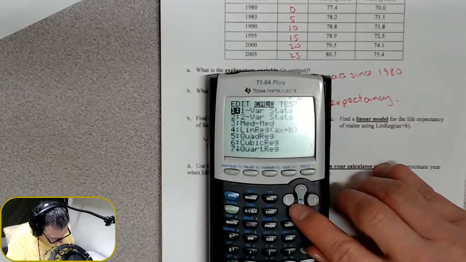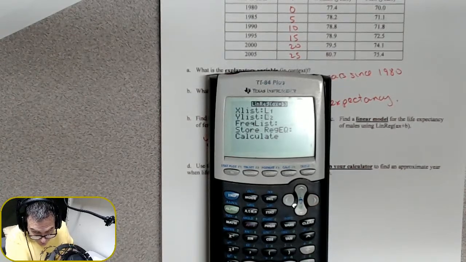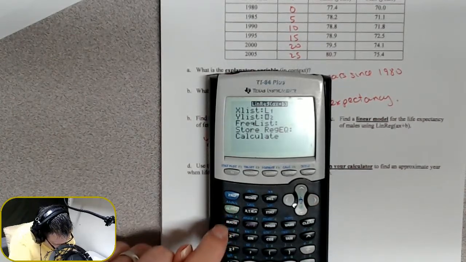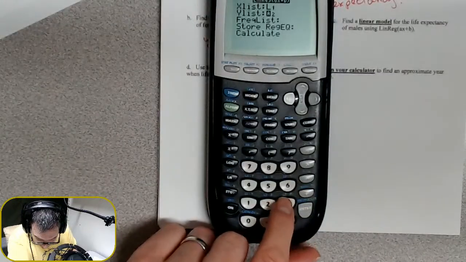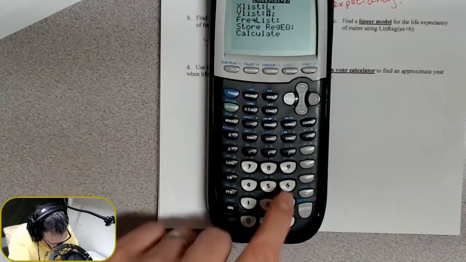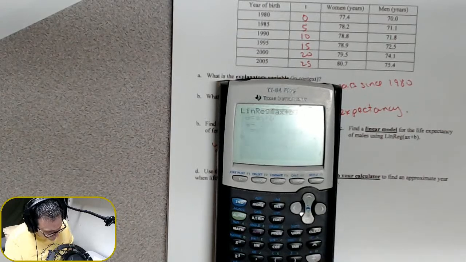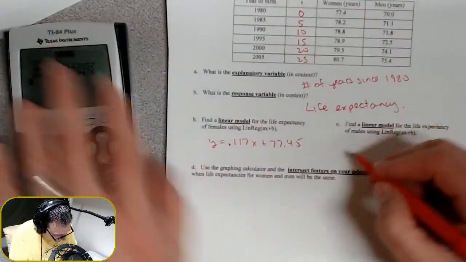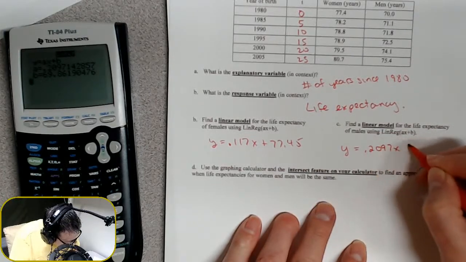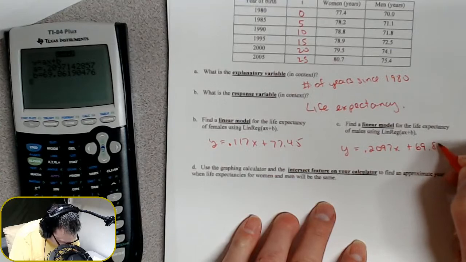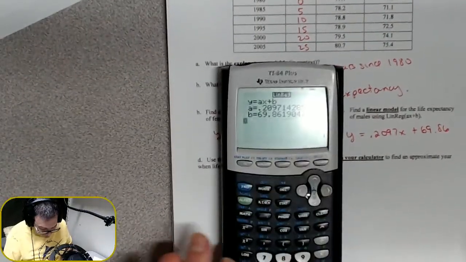Stat, calculate. Now watch this though, be careful. Everybody look. The males we had in list 3, so I have to type list 3. If you want to type list 3, it's right here in blue under the 3. Second, blue puts list 3 in there. And then we do the same thing. Males, y equals 0.2097x plus 69.86. All right.